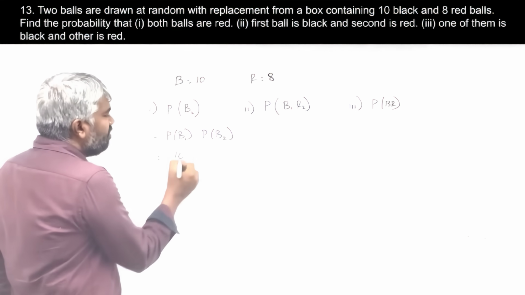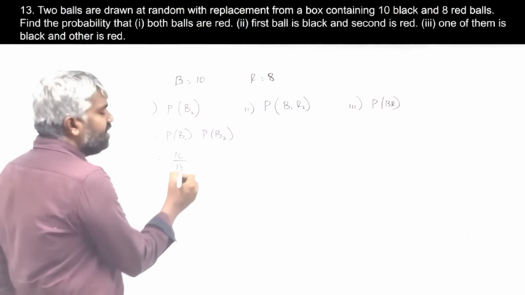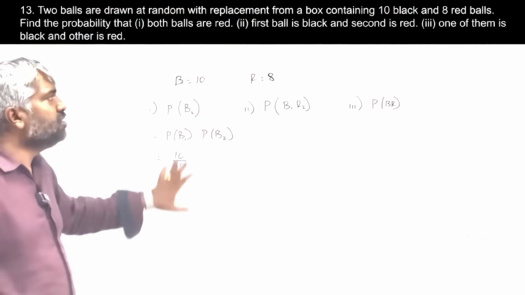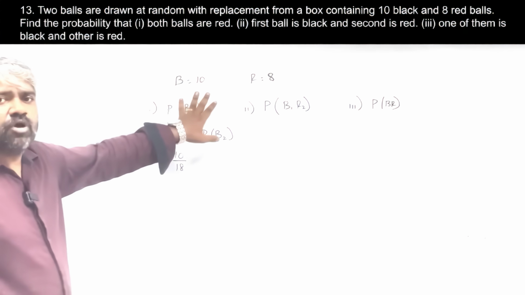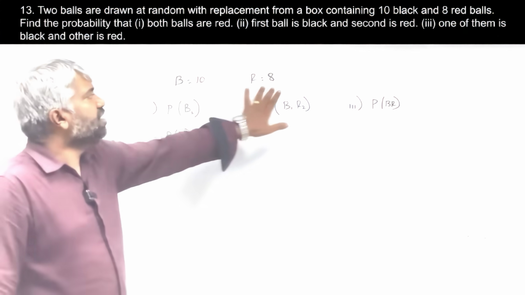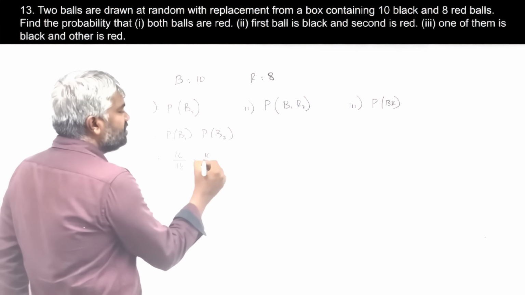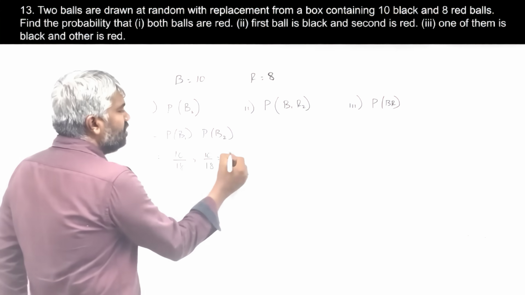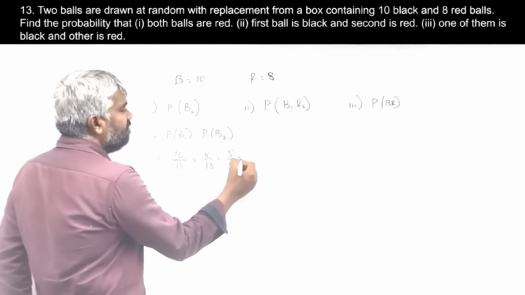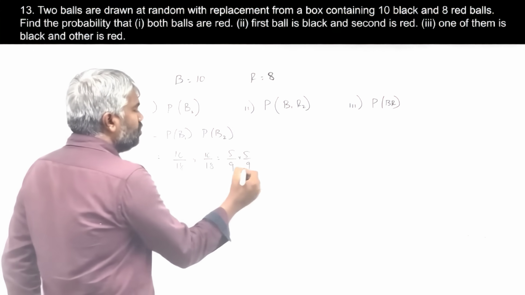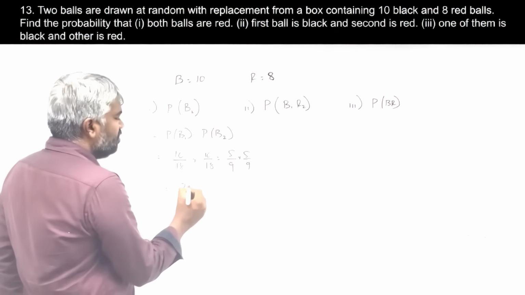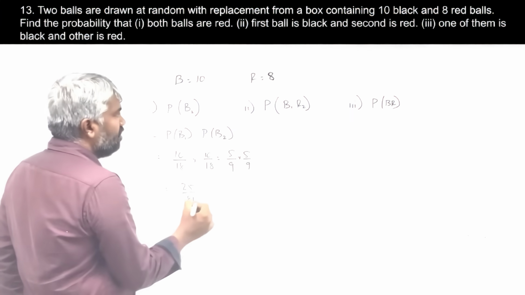So probability of taking black ball is 10 by 18. How does this 18 come? Because totally there are 18 balls in the box, 10 black and 8 red. Okay. Second is also black, which is 10 by 18. If you simplify, which is 5 by 9 into 5 by 9, which is 25 by 81.